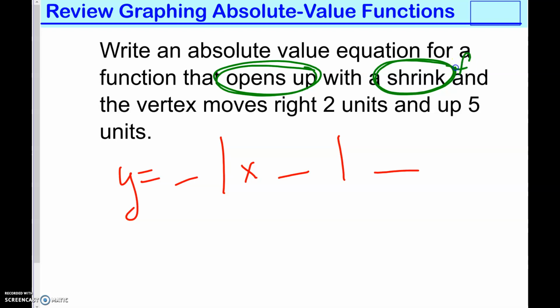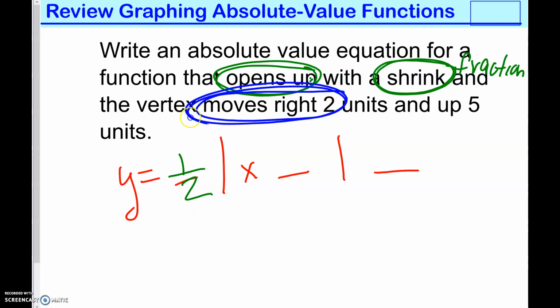Remember, a shrink is going to be a fraction, and because it's opening up, it's going to be positive. So make any fraction you want, 1/2, 1/3, 1/4, as long as it's a number smaller than 1. All right, now this thing needs to move right 2 units. So we're going right. So that means we're going to need to put in a -2. And our last thing here that we want is up 5. So we're going to put in a +5.